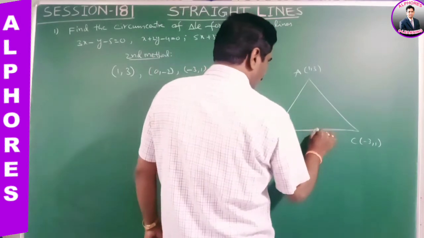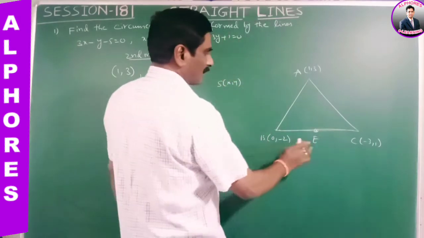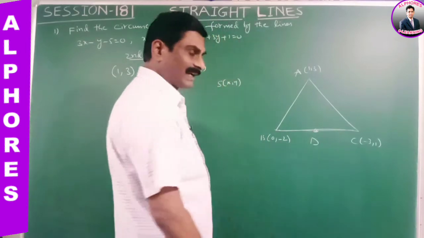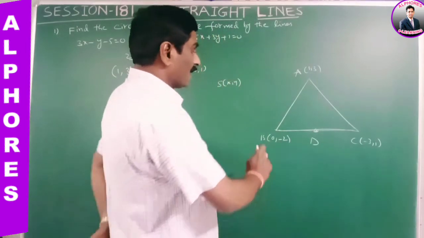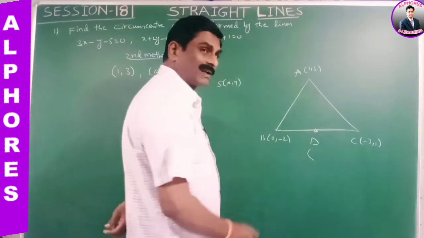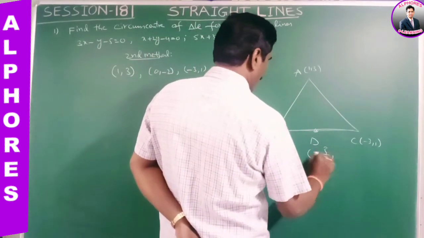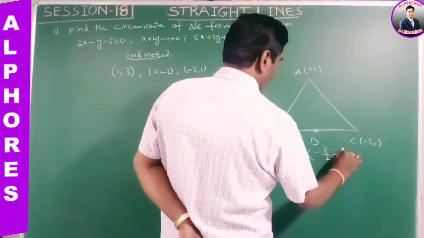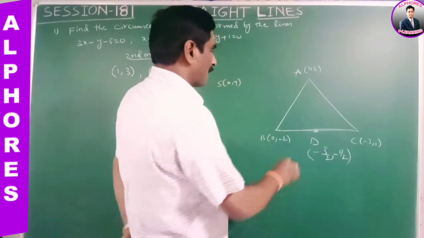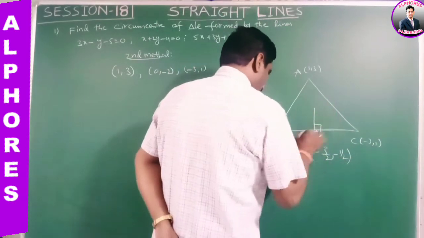Let D be the midpoint of BC. What is the midpoint? The midpoint is (x1 + x2)/2, (y1 + y2)/2. That means -3/2, and -2 plus 1 means -1/2. It is the midpoint. The perpendicular bisector is perpendicular to BC.